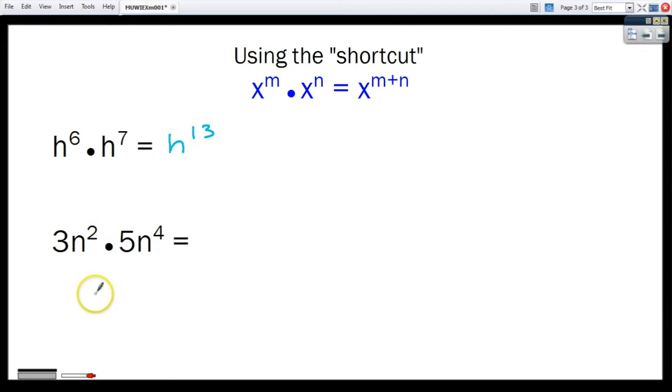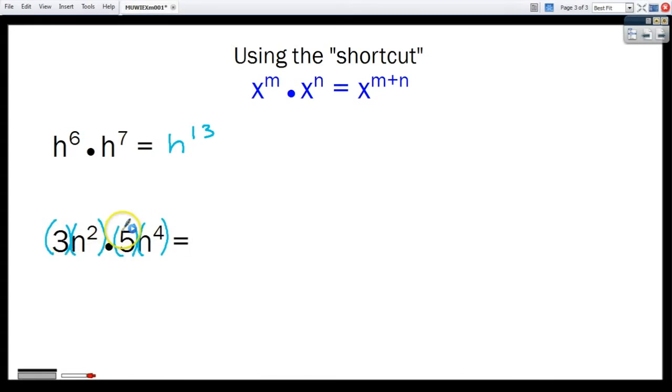Here's another one. Now, here's where we have to be careful. Just like in the last lesson with exponents of 0 and negative exponents, we have to remember that the exponent only applies to what it's directly touching. So in this case, n to the second power, but this 3 is separate. So you want to see it almost with parentheses like this: 3 times n to the second, times 5 times n to the fourth. That way we don't mix up what the exponent applies to and what it doesn't.